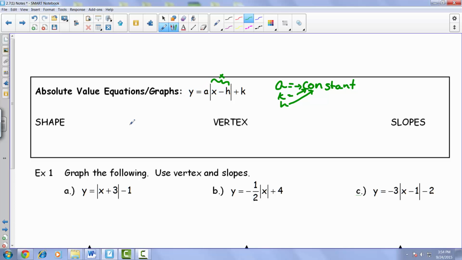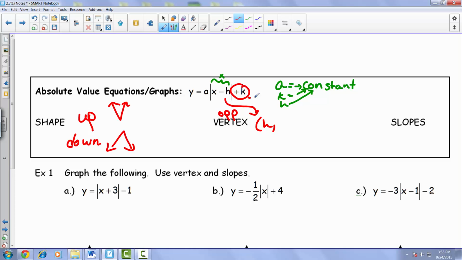Now, when we're talking about the shape, we're referencing that this V is either opening up, so you might see something like this, or it's opening down, in which case you'd see a V doing something like that. So when we're talking about the shape, we're meaning up and down. The vertex for this particular absolute value function just comes out to be taking the opposite of our h, so negative h, comma, and then we just take k just as it is.